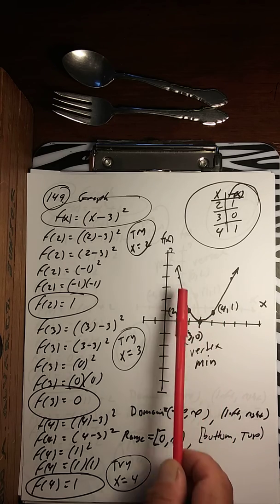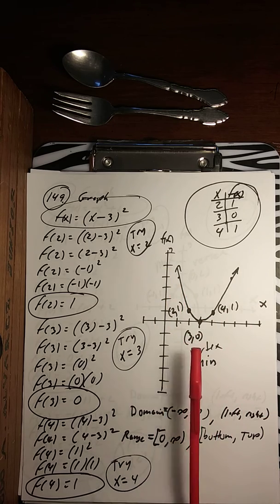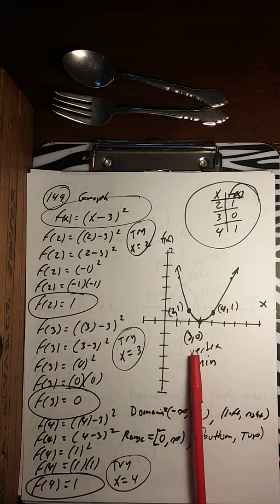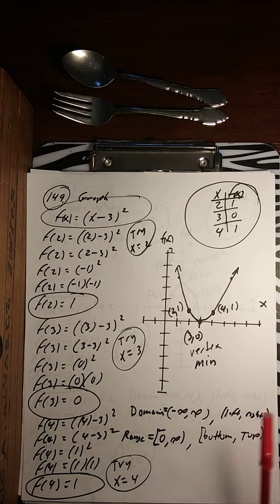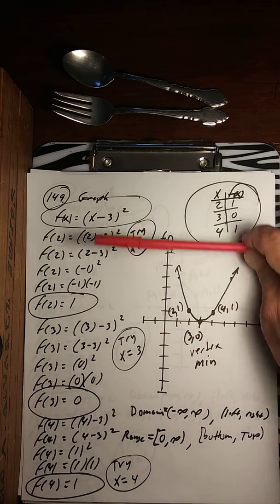So now, notice, it's a parabola going like this. And the vertex is 3, 0. It's a min. Domain, negative infinity to infinity, range from 0 up.